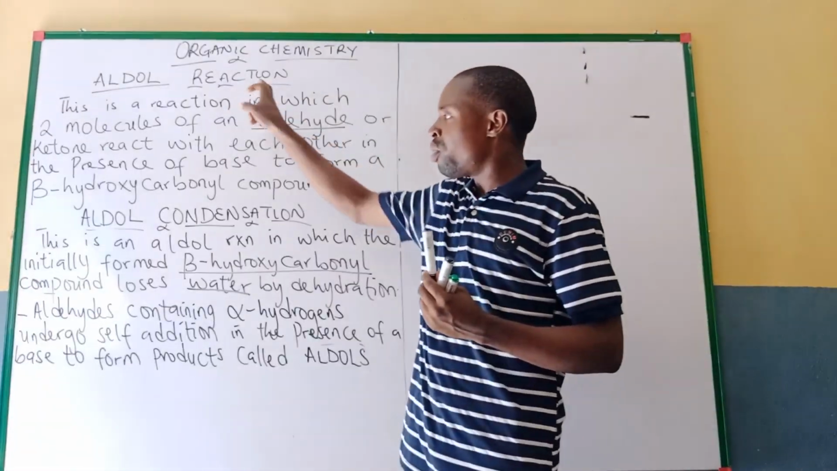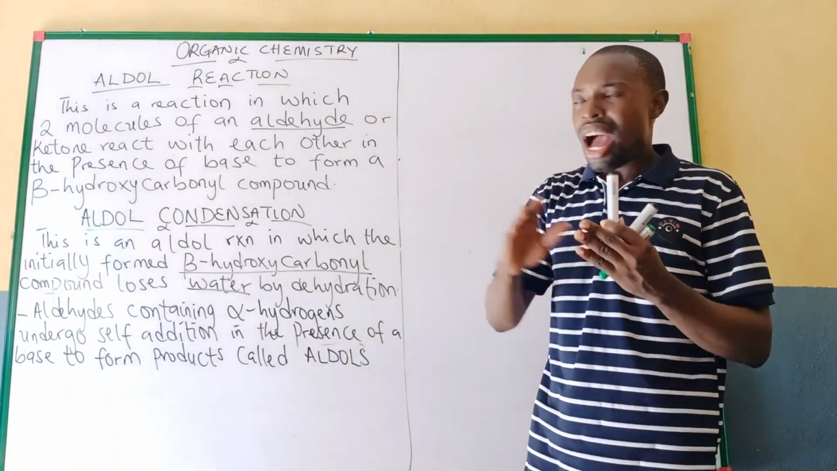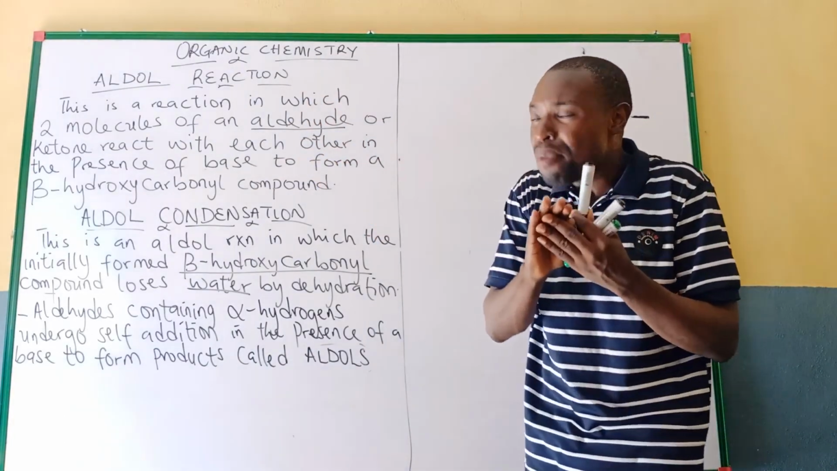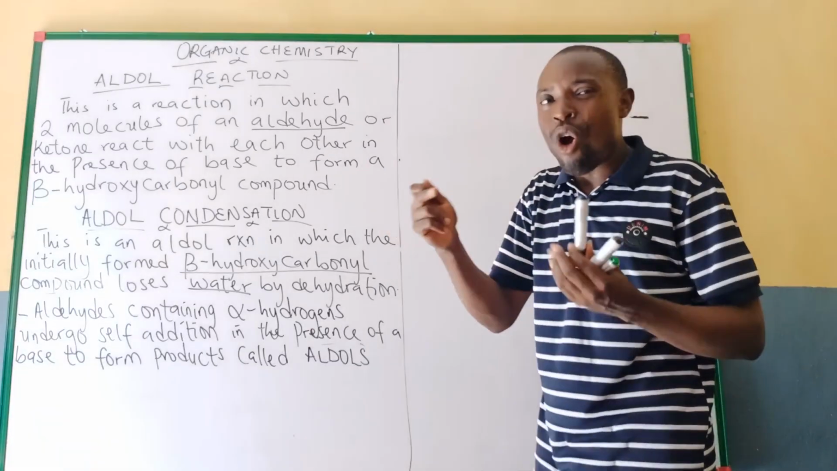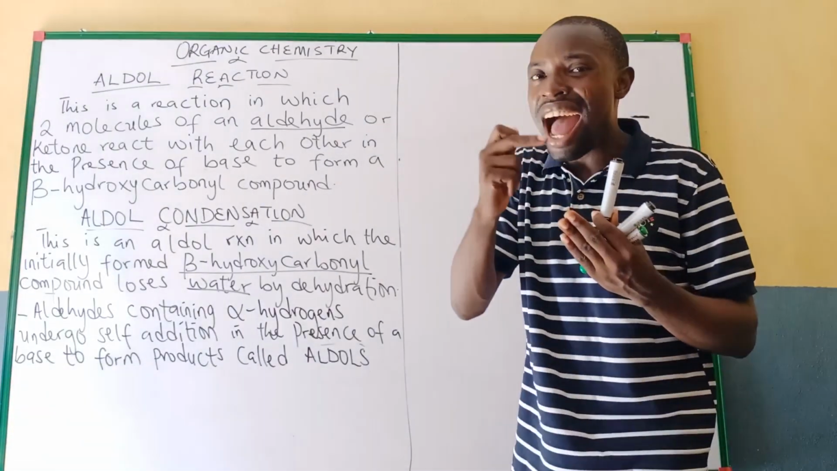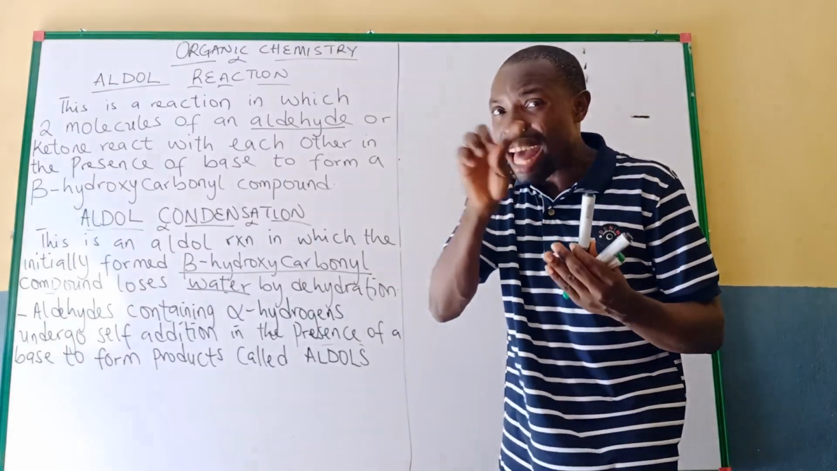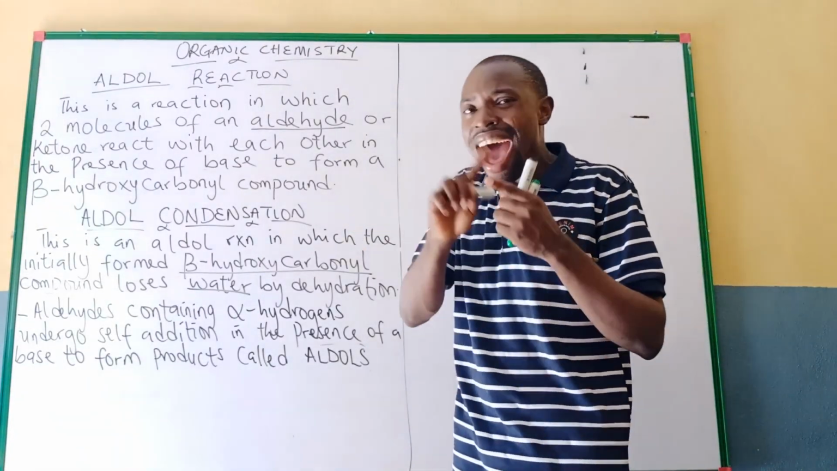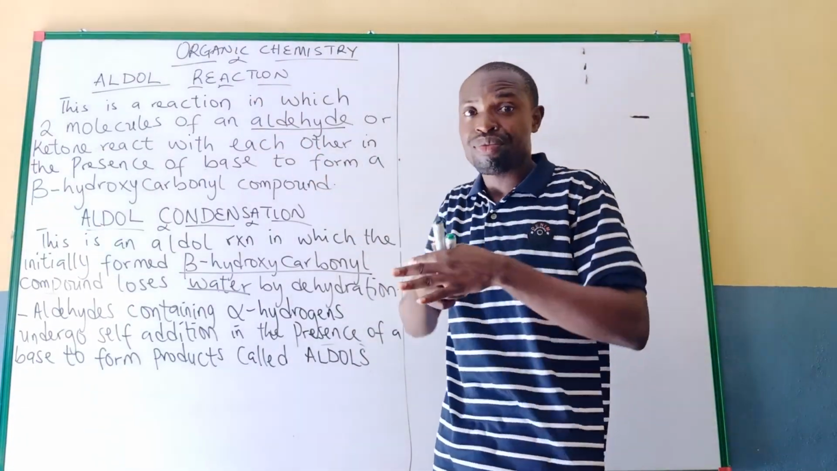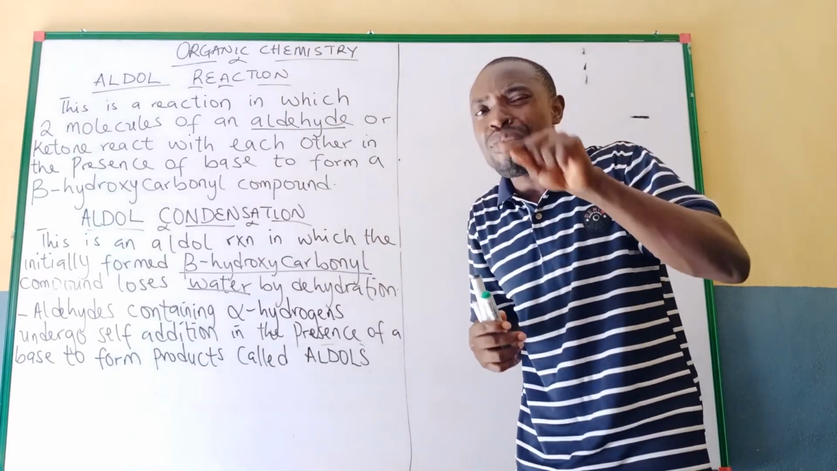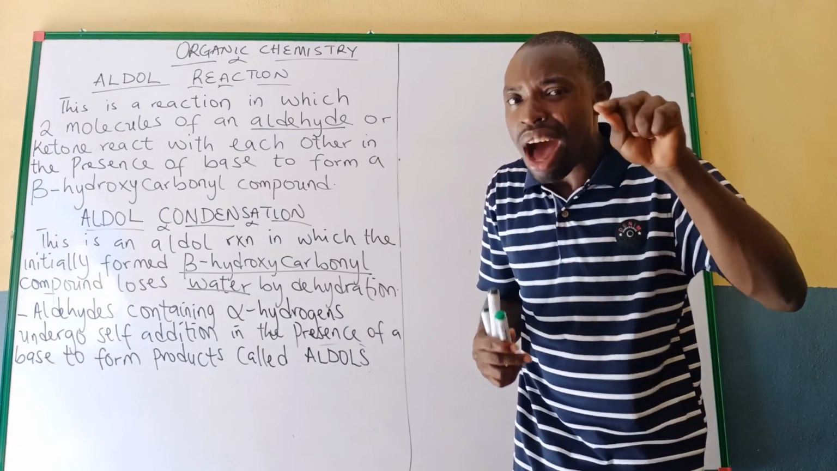Now, an Aldol reaction and an Aldol condensation are not the same. An Aldol reaction is a type of reaction in which two molecules of an aldehyde or a ketone, and this aldehyde or ketone must have an alpha hydrogen. Take note, an alpha, because the difference between an Aldol reaction and a Cannizzaro reaction is that an Aldol reaction must have an alpha hydrogen, while a Cannizzaro reaction lacks an alpha hydrogen.